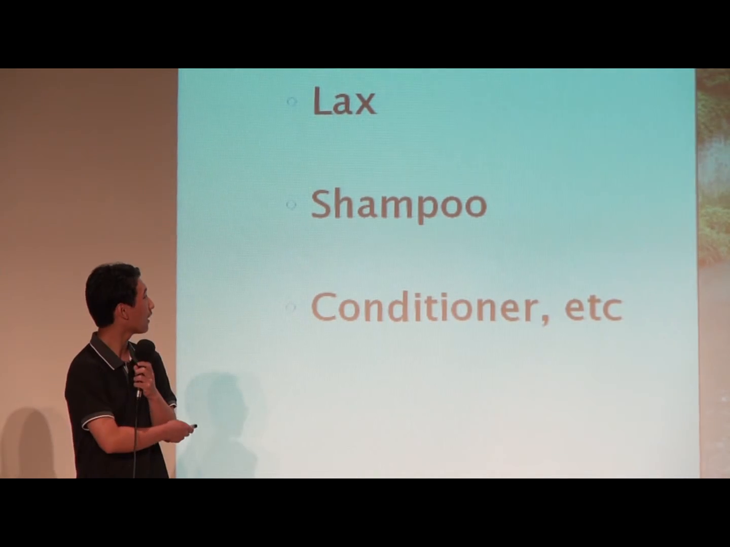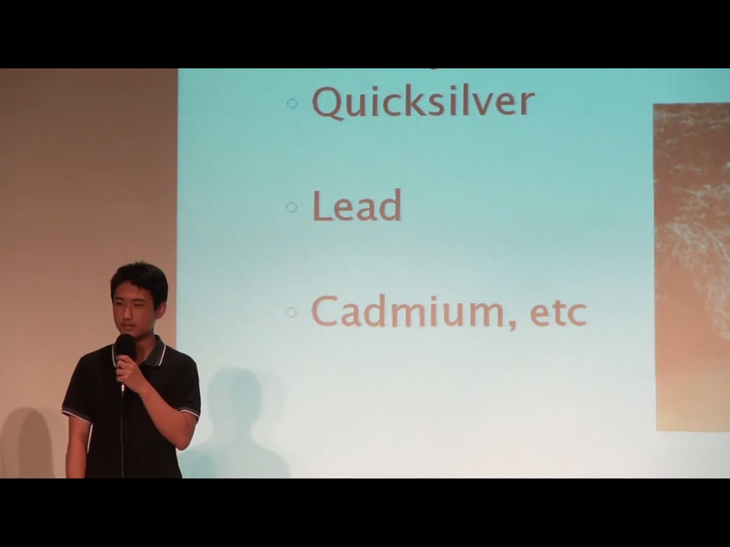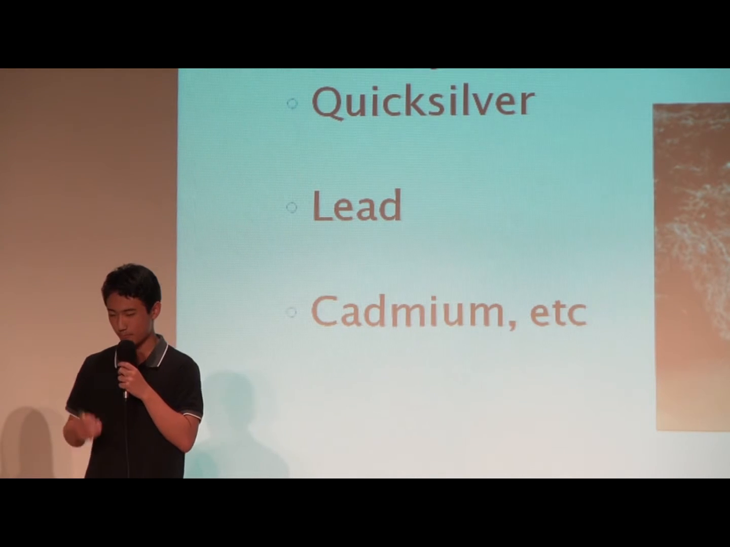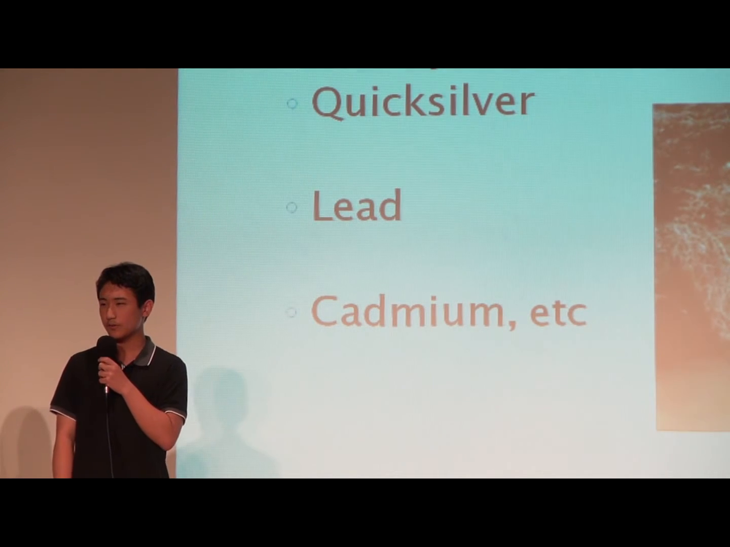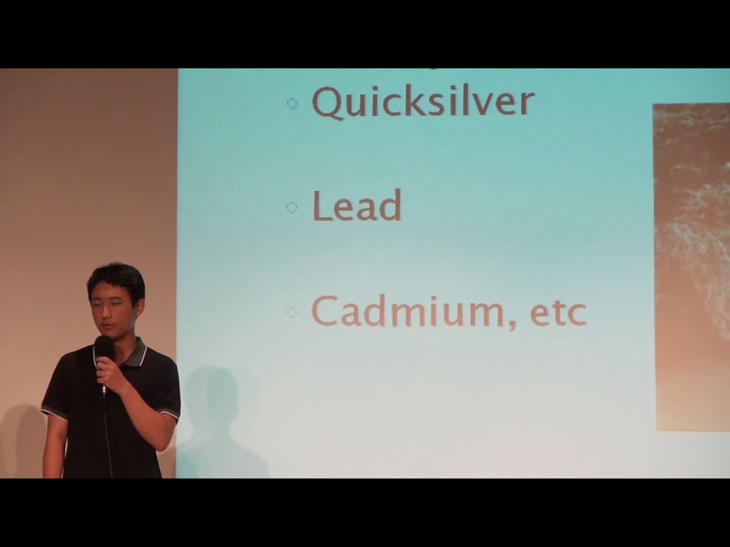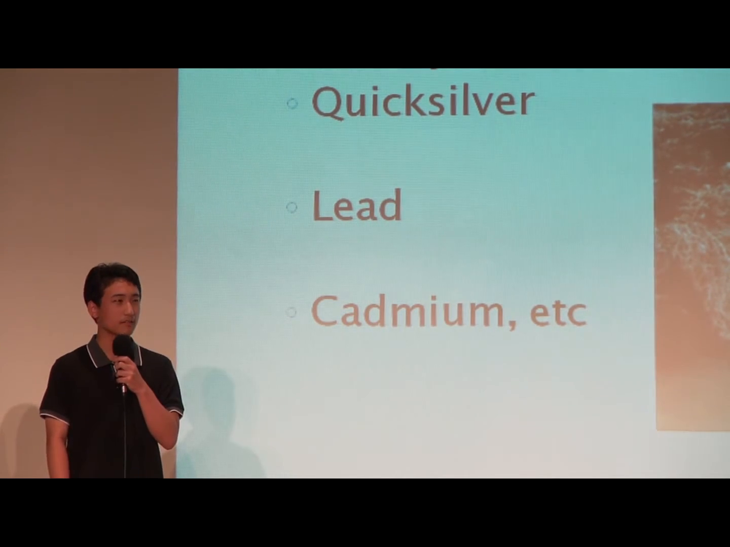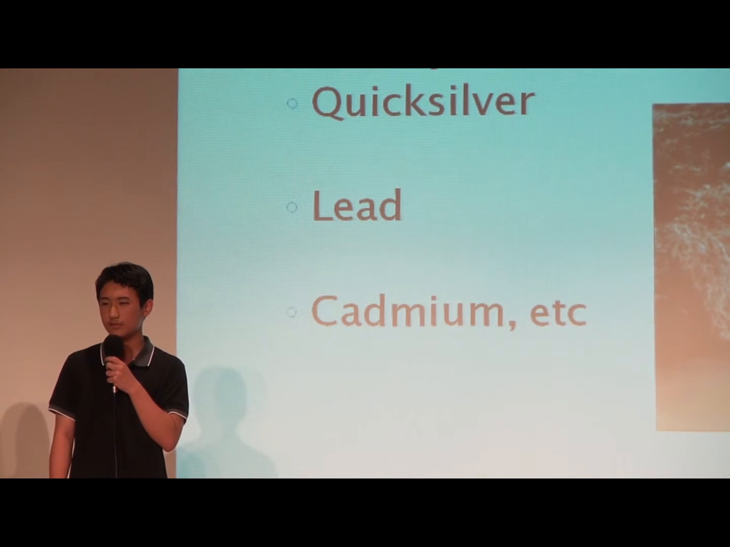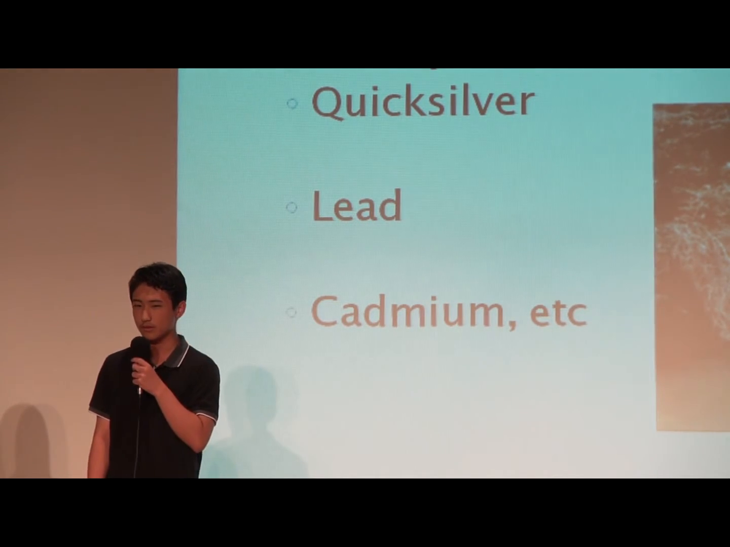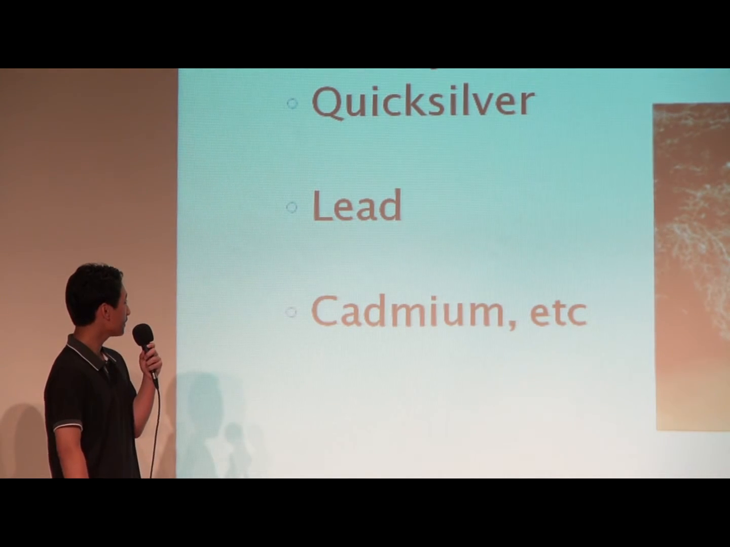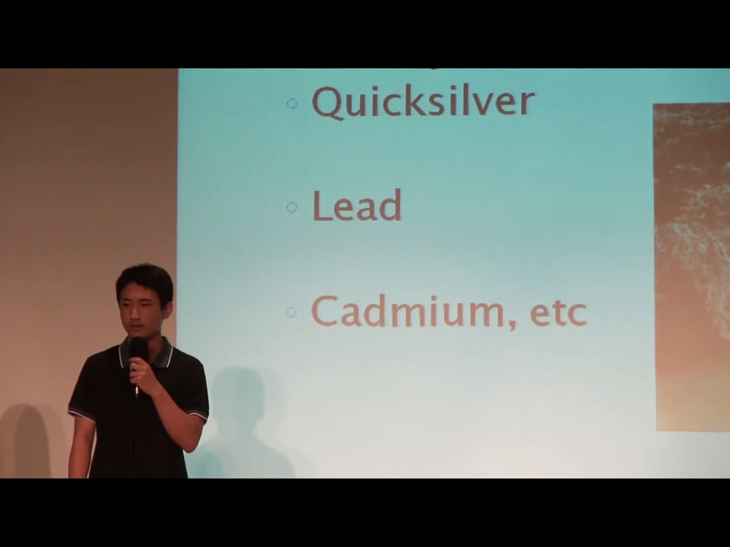Next, factory waste is the second reason of our water pollution. The factory waste retains many noxious heavy metals, and that water flows in the ocean, and fishes and seaweed retain the noxious heavy metals too. And this is kind of heavy metals: quicksilver, lead, and cadmium.